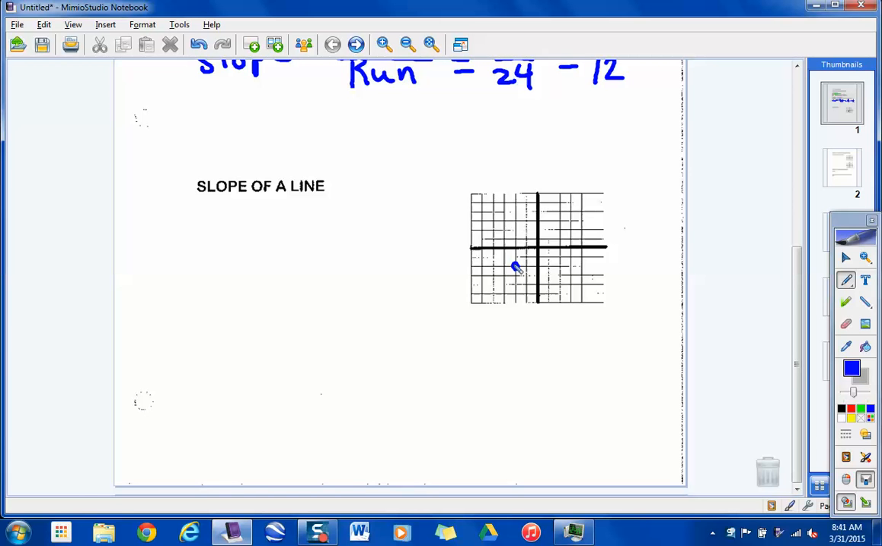So 1, 2, 3. Whoops, hang on a second. Go right 4 units and up 2 and plot that point.